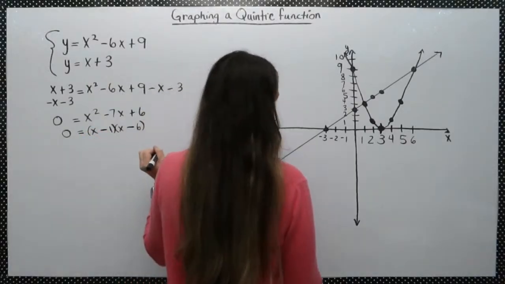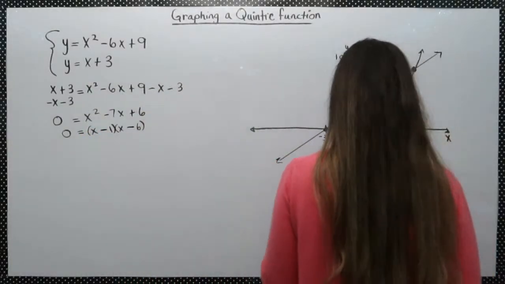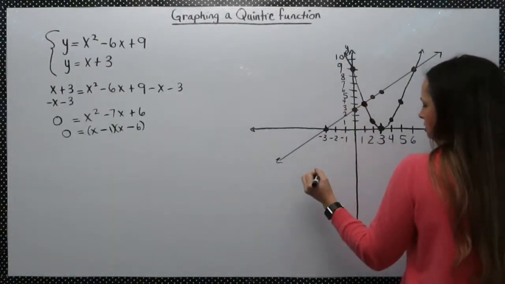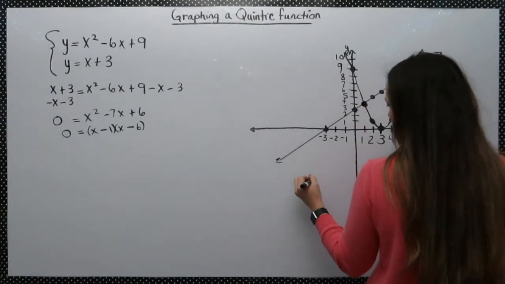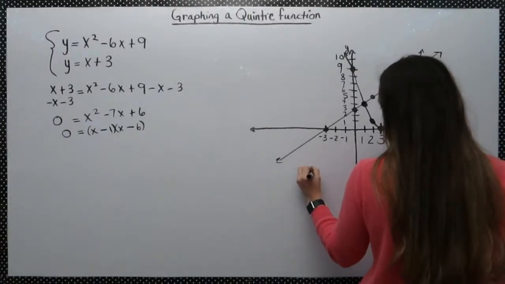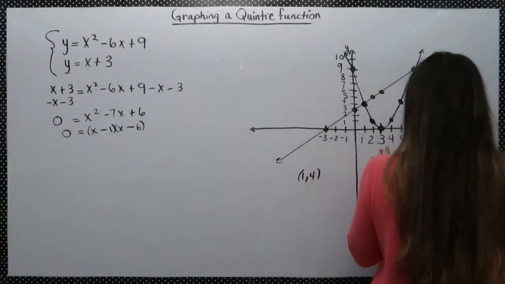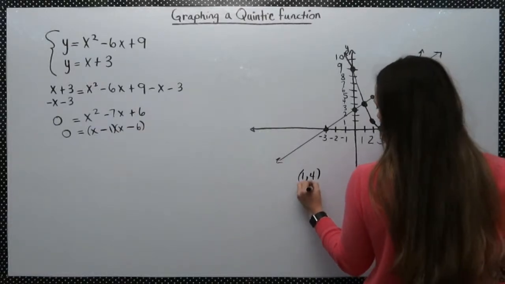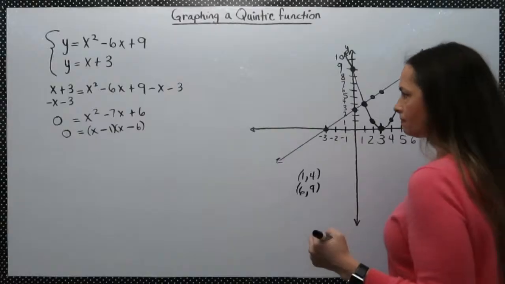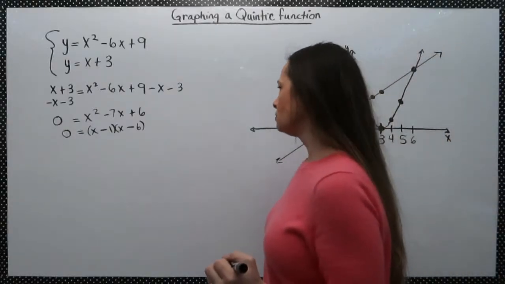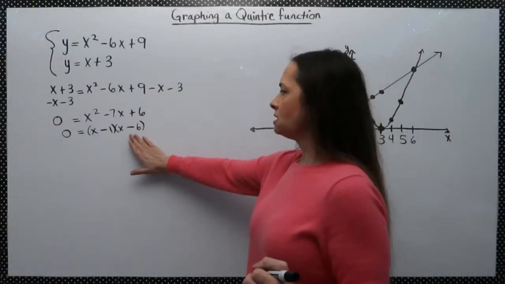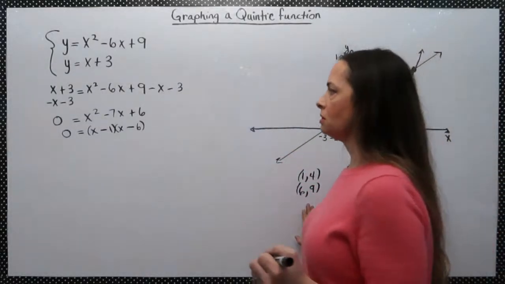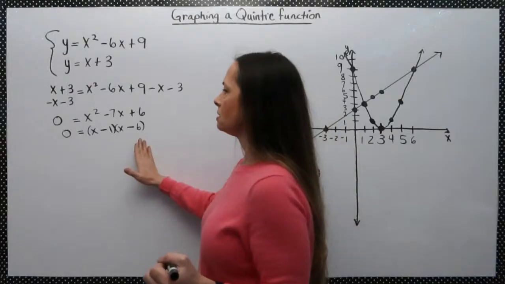And we verified again. Let's go ahead and write these. I just thought of something. We found these solutions where these graphs intersect. This is 1, 4, and the other one was 6, 9. So when you solve this system algebraically, you're going to get these ordered pairs. You're first solving for x.